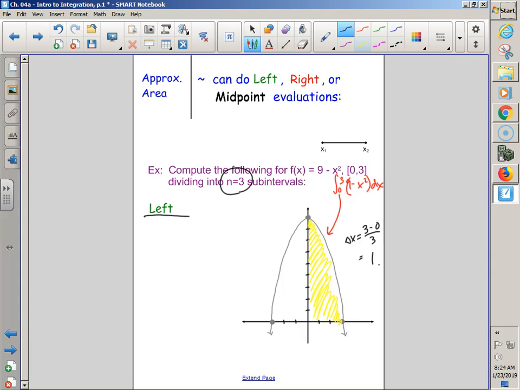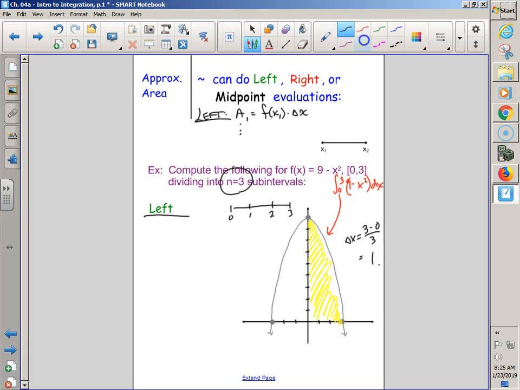Which means if I think of this like a number line, I need to go from 0, going by 1. So I have 1, and I have 2, and I have 3. Here's why I have this little number line up here. If I'm doing, for instance, the first area, I'm going to use f of x sub 1 times delta x for a left-hand approximation.